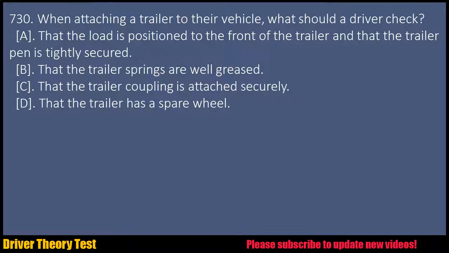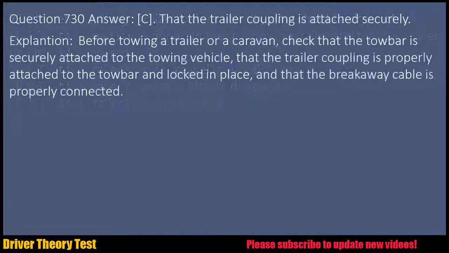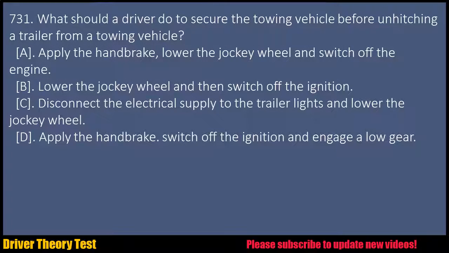Question 730. When attaching a trailer to their vehicle, what should a driver check? A. That the load is positioned to the front of the trailer and that the trailer pin is tightly secured. B. That the trailer springs are well greased. C. That the trailer coupling is attached securely. D. That the trailer has a spare wheel. Question 730. Answer: C. That the trailer coupling is attached securely. Explanation: before towing a trailer or a caravan, check that the tow bar is securely attached to the towing vehicle, that the trailer coupling is properly attached to the tow bar and locked in place, and that the breakaway cable is properly connected.